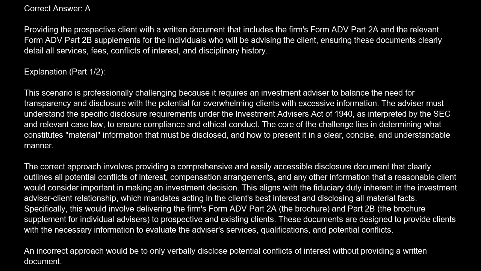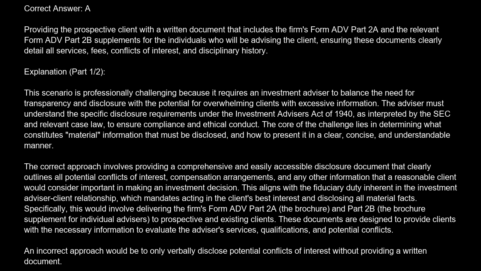The advisor must understand the specific disclosure requirements under the Investment Advisors Act of 1940, as interpreted by the SEC and relevant case law, to ensure compliance and ethical conduct. The core of the challenge lies in determining what constitutes material information that must be disclosed, and how to present it in a clear, concise, and understandable manner.